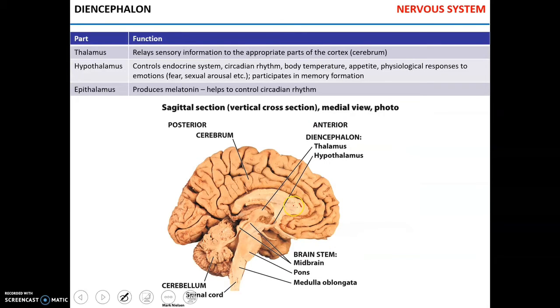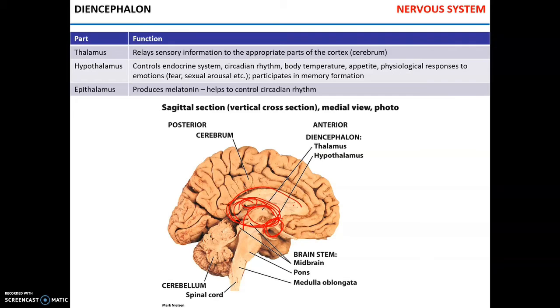Diencephalon, here the part in the center, which consists of the hypothalamus and thalamus, and a small portion right about here, epithalamus, is important in relaying, first of all, sensory information to the proper part of the cortex. Thalamus essentially directs the sensory inputs to various cortical regions for the analysis and for generation of the appropriate responses.